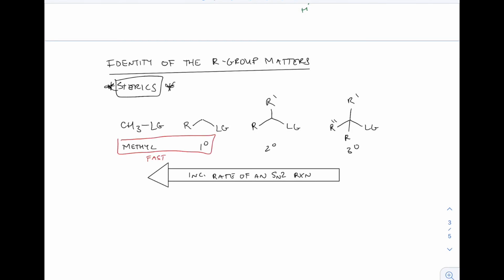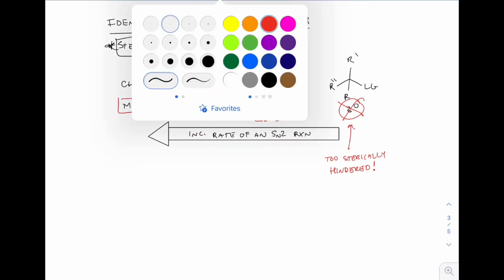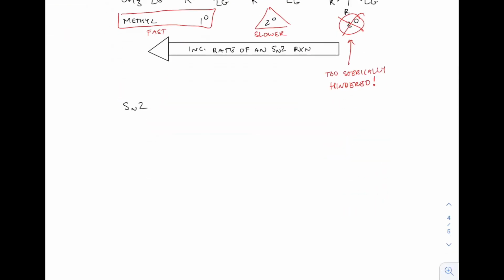So methyl and primary groups, those are super fast Sn2 reactions because there's only hydrogens really there that are kind of budding on the nucleophile that's coming in, where that secondary one has got a little bit more stuff going on around it, right? So that's much slower. And then that tertiary just doesn't happen at all. That's too sterically hindered for this reaction to move forward via an Sn2 mechanism. As we see, we do have another way to make this particular substitution occur.